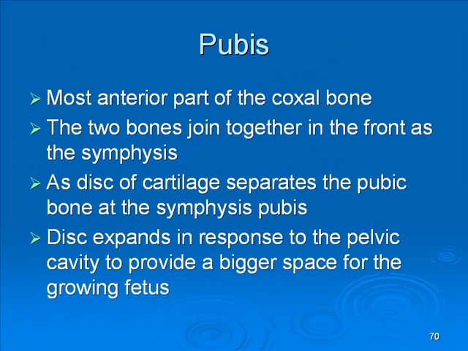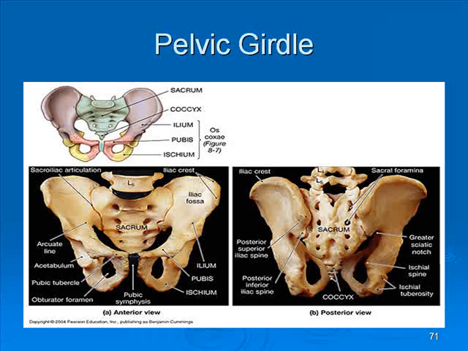The pubis bone, most anterior portion of the coxal bone, two bones joined together in the front form a symphysis. This area is a point of connection. It's a cartilaginous structure that holds the two aspects of the bone together. This area will expand in relationship with hormones during the time of delivery. The hormones will soften the cartilaginous structure and allow it to stretch and expand, and thus the baby can pass through this area.